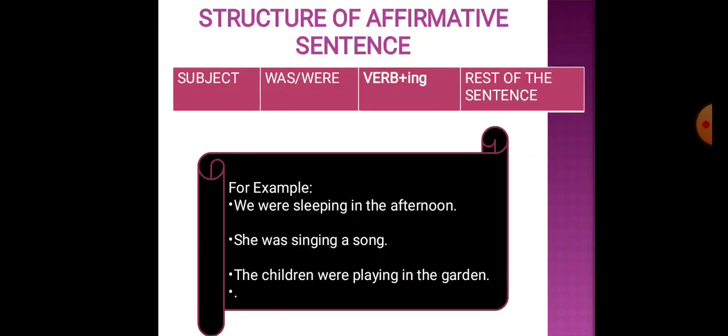Now let's see the structure of affirmative sentences in past continuous tense. Here we use subject first, then was or were, and then present participle and the rest of the sentence. For example, we were sleeping in the afternoon. She was singing a song. The children were playing in the garden.